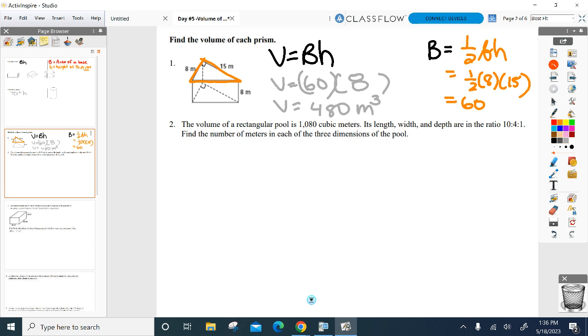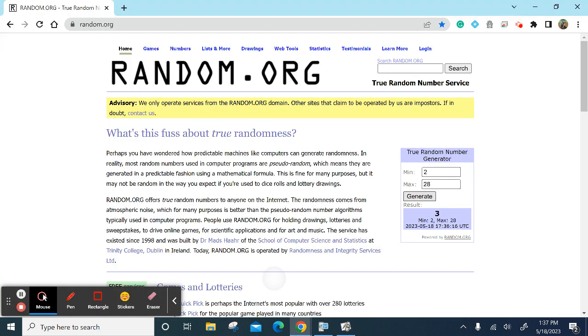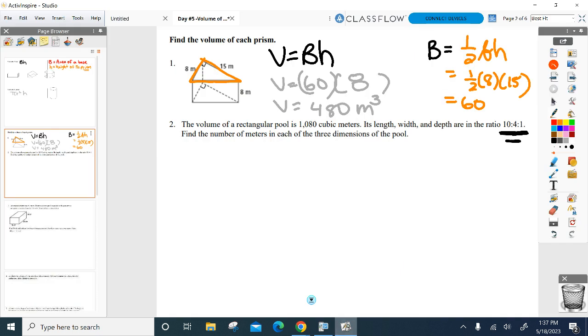Here you go. Rectangular pool. There's the volume. 1080. Ratio of 10 to 4 to 1. They're length, width, and depth. What's the meters in each dimension? Woo. All right. It's now May 18th. How many times have we seen numbers in a ratio? A ton. So what are we always doing when I see those numbers in a ratio? Because I know I'm going to need them in an equation. If I see numbers in a ratio, automatically.